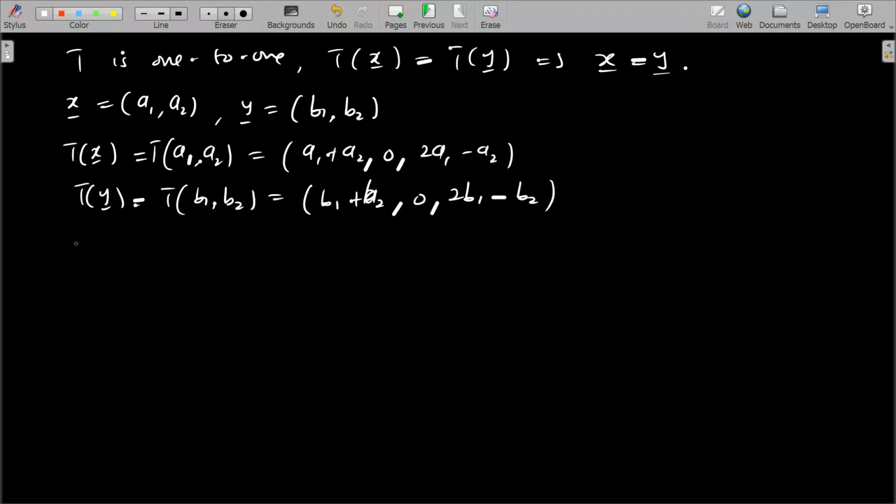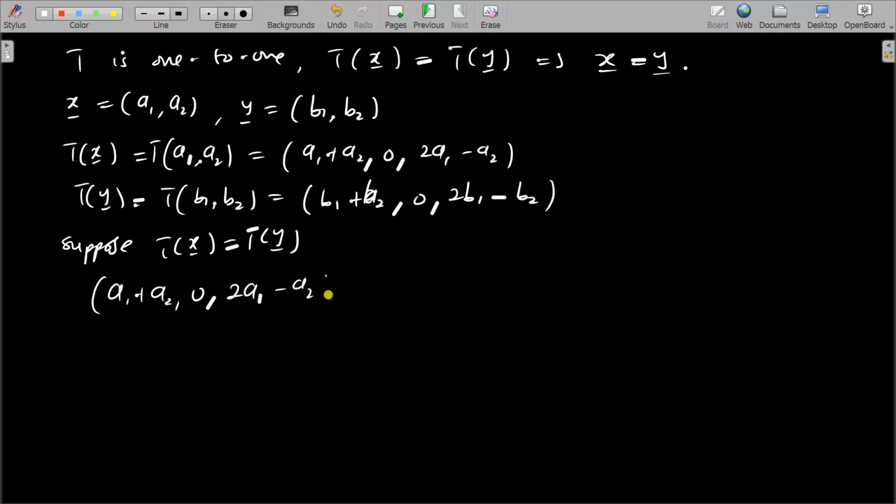Right, and we are saying that the transformations are the same, right? So suppose T of x is equal to T of y. What does it mean? It means that a1 plus a2, 0, 2a1 minus a2 is equal to b1 plus b2, 0, 2b1 minus b2. Now if these transformations are equal, then x and y should be equal.